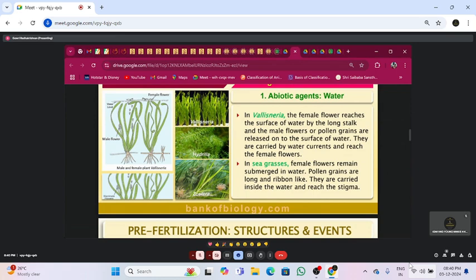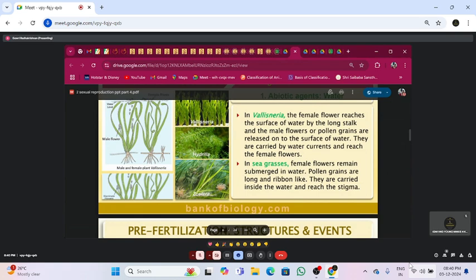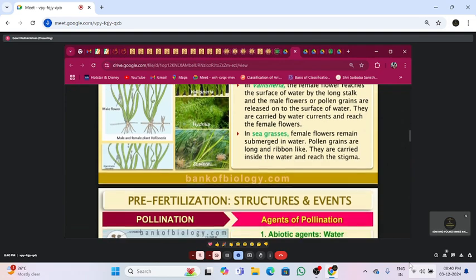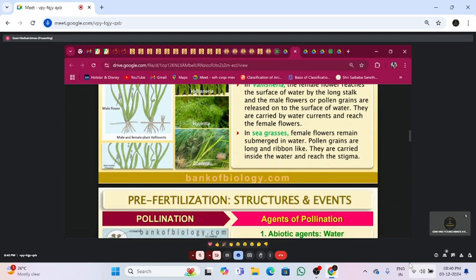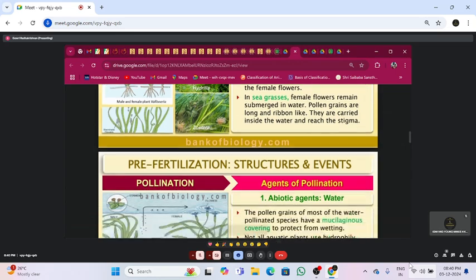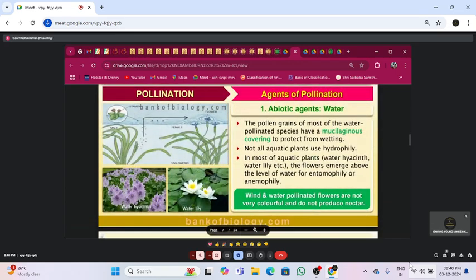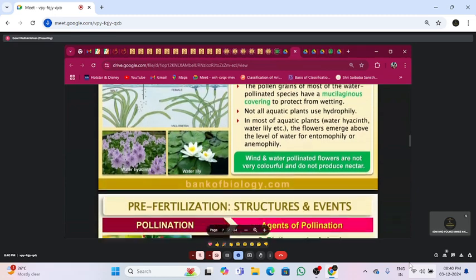In sea grass, the female flower remains submerged in water and the pollen grains are long and ribbon-like. They are carried inside the water and reach the stigma. That's how water pollination happens. These are mostly for lower plants, even bryophytes need water.